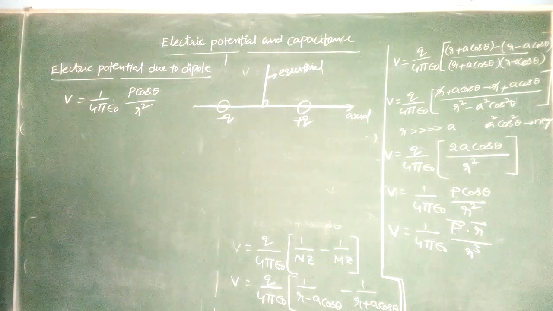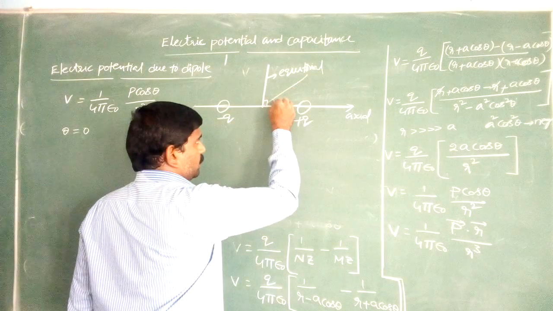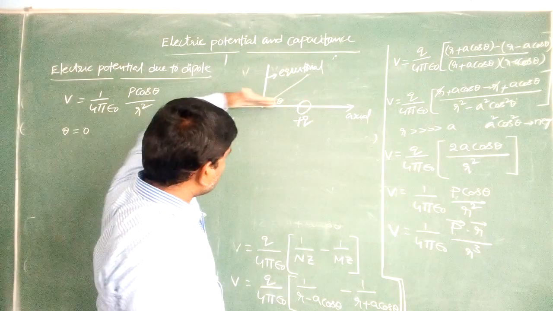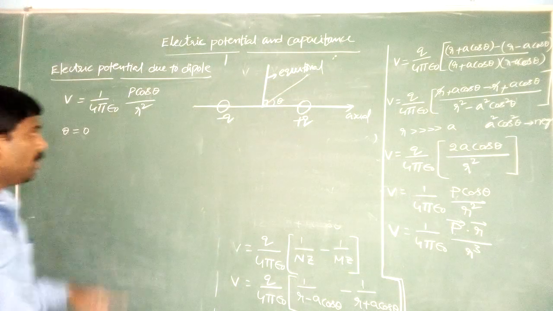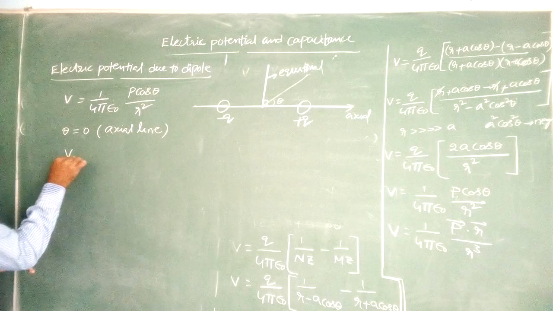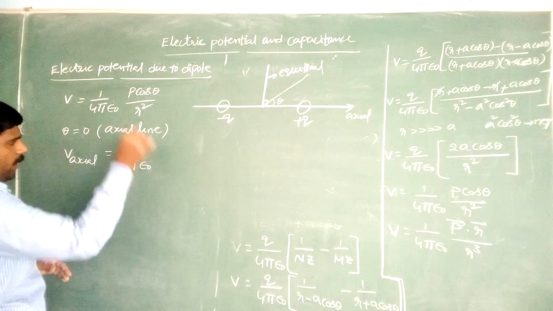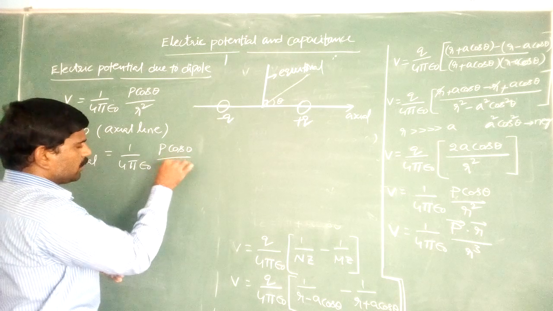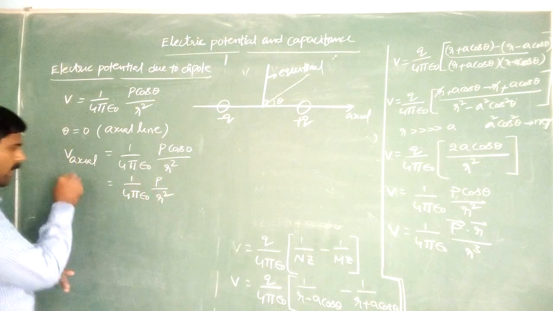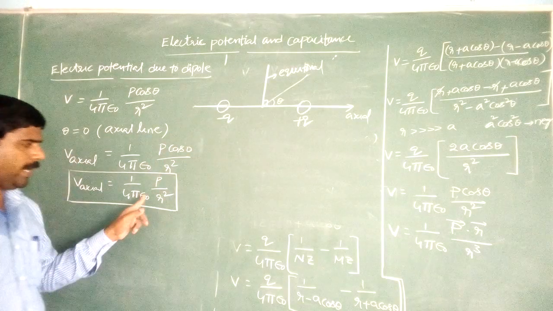Observe that. Axial line means the line makes an angle theta equal to 0. In the previous one we took this as theta. But right now this is the axial line, so the angle theta is equal to 0. In this situation, the electric potential at a point on the axial line is equal to 1 by 4 pi epsilon naught into P into cos 0 by R square. Cos 0 is equal to 1, therefore 1 by 4 pi epsilon naught into P by R square. This is the electric potential due to the electric dipole at a point on the axial line.